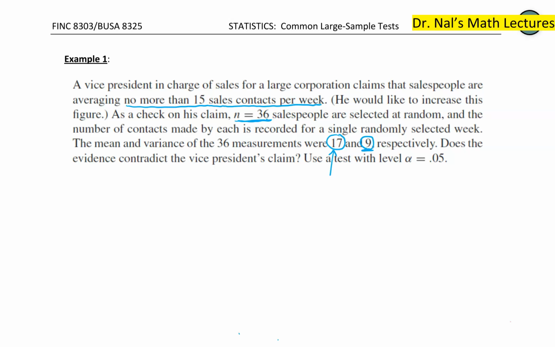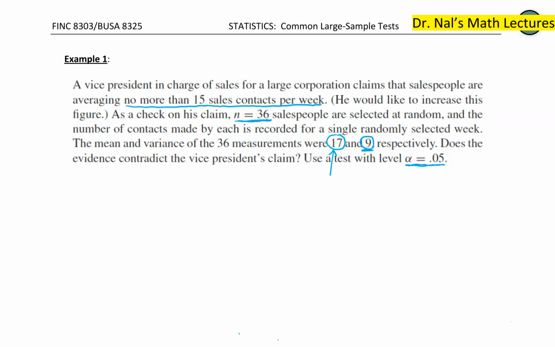All right, so we need a test with an alpha level of 0.05. Now remember that alpha is the probability of a type 1 error, meaning the probability that the null hypothesis will be rejected while in fact it was true.